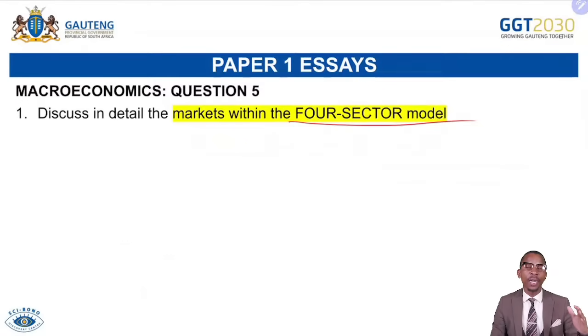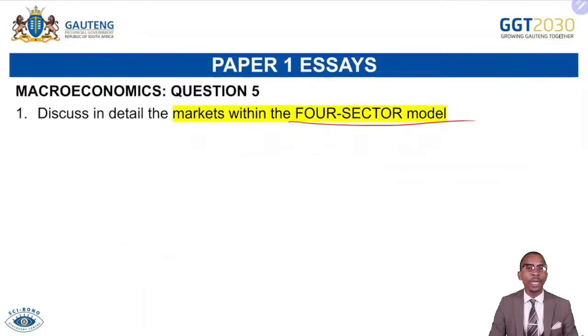For instance, goods market. You define: this is the market where goods and services are traded. You go further. The goods market is not directly involved in production, but acts as a mediator because it brings goods closer to consumers. You get 2 marks for that. You go further to say it can be subdivided into consumer goods market. You define it. Consumer goods market refers to the market where consumer goods and services are traded. The consumer goods market consists of durable consumer goods. Define them, give an example. Semi-durable consumer goods, define, give an example. Non-durable consumer goods, define, give an example.